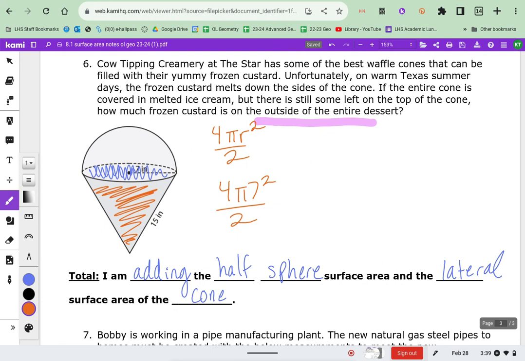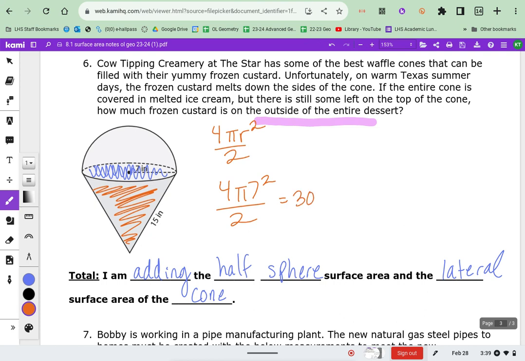So I'm going to figure out what that is. So 4 times pi times 7 squared. So you have to do the 4 pi 7 squared first before you divide it. Okay. So I got 307.9 for the half sphere.